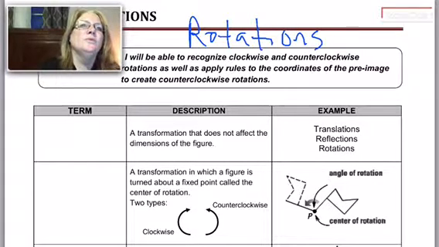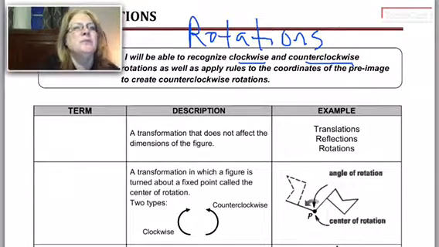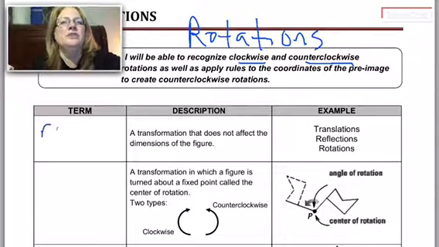This lesson is called rotations. We want to recognize clockwise and counterclockwise rotations, as well as apply the rules to the coordinates of the preimage and create counterclockwise rotations.